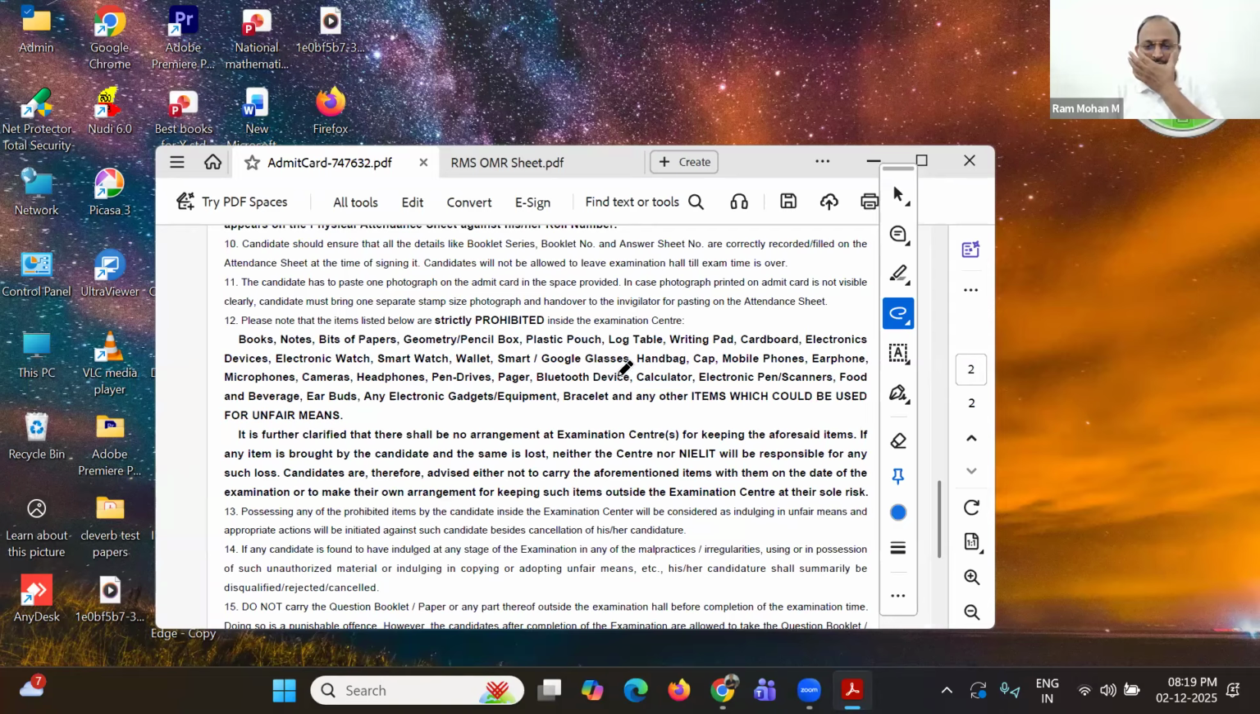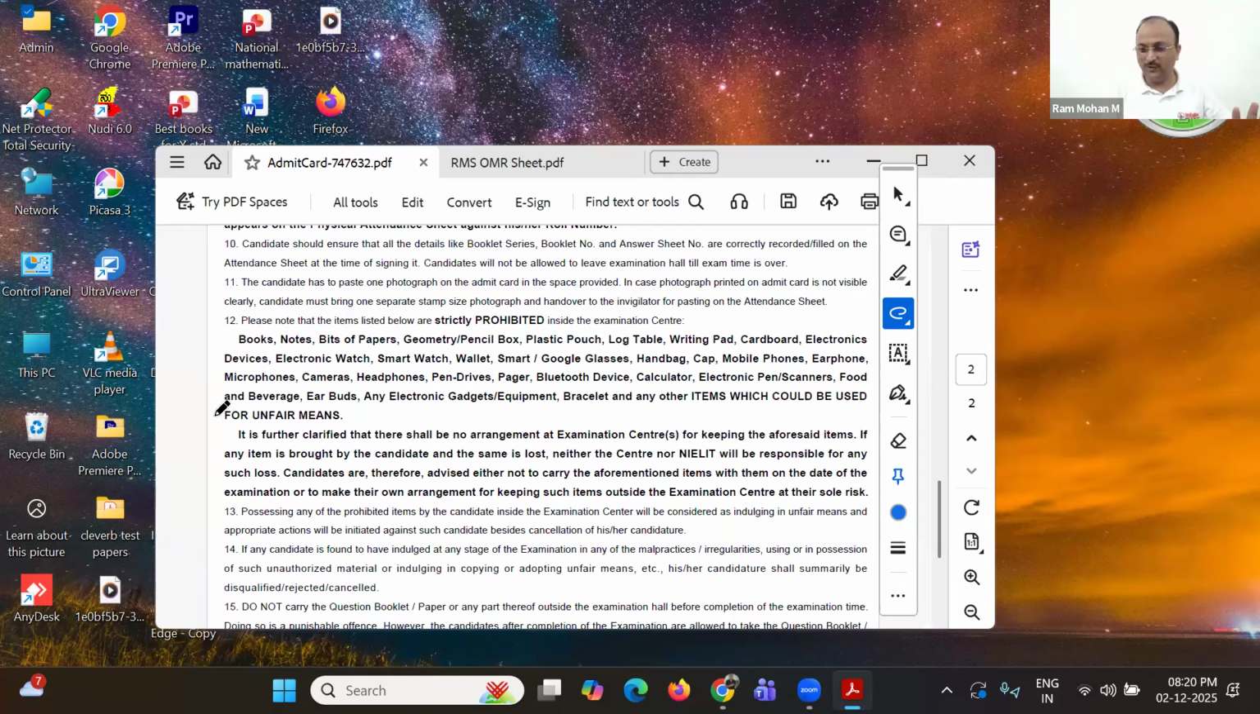Smart or Google glasses not allowed. Handbag not allowed. Mobile phones not allowed. Earphones not allowed. Microphones not allowed. Camera not allowed. Headphones not allowed. Pen drives, pager, Bluetooth devices not allowed. Calculator is not allowed. Electronic pen or scanners not allowed. Food and beverages not allowed. Food and beverage means they will not allow you to take your biscuit packet or other things also.